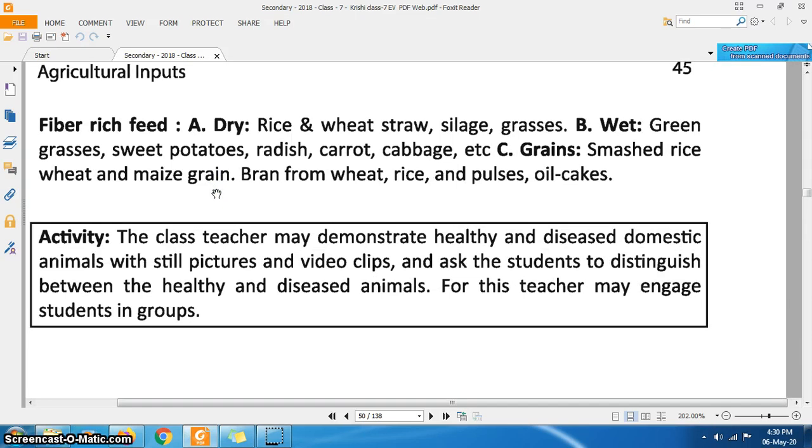Fiber rich feed: dry rice and wheat straw, silage grasses, green grasses, sweet potatoes, radish, carrot, cabbage, etc. Grains: smashed rice, wheat and maize grain, bran from wheat, rice and pulses, oil cakes.